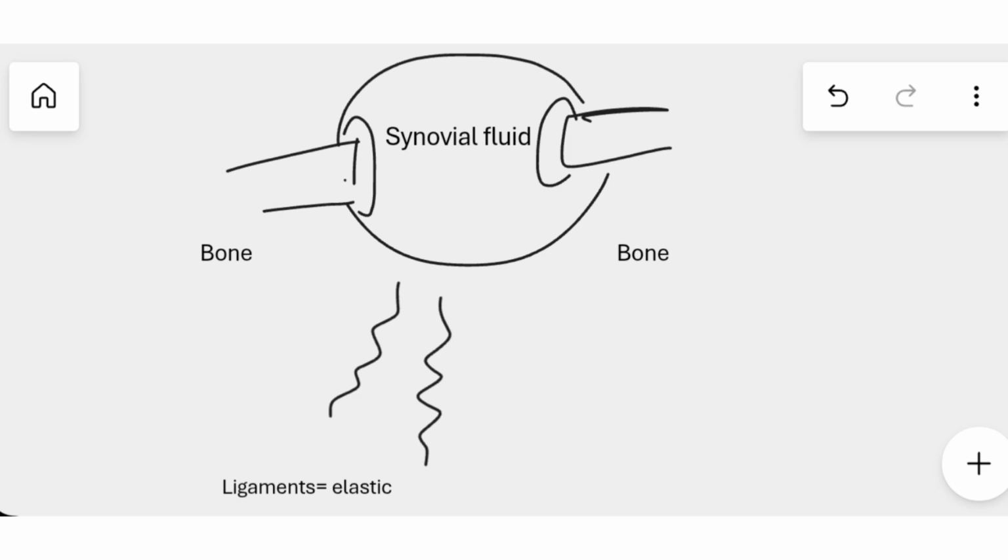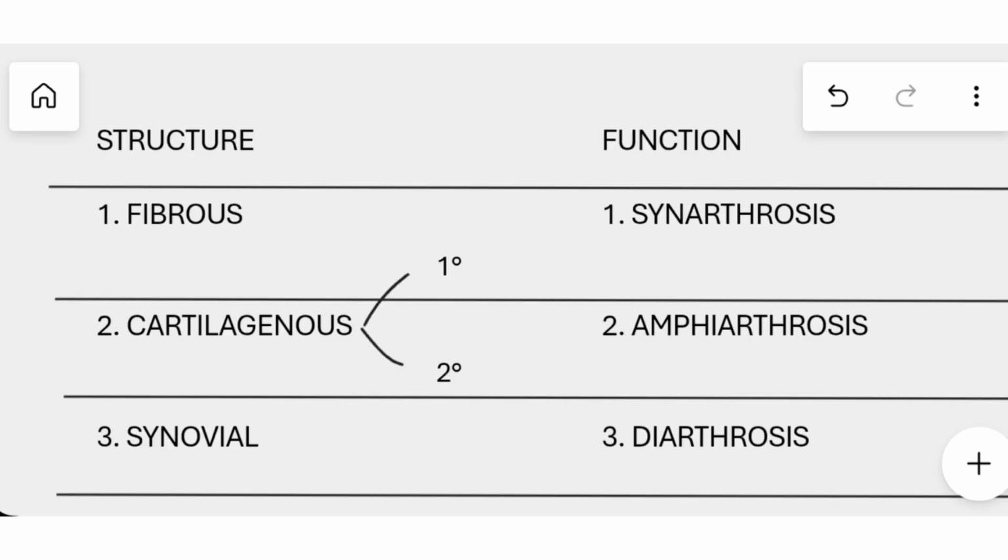This time there is no disc or tissue in between them, rather there is fluid, and that fluid is contained in a capsule. So this is the joint capsule. And the third thing is that the ligaments this time, which are supporting the structure, are elastic ligaments. So next is the structural classification. We've seen the functional one, now we'll see the structural classification: the fibrous, the cartilaginous, and the synovial joints.